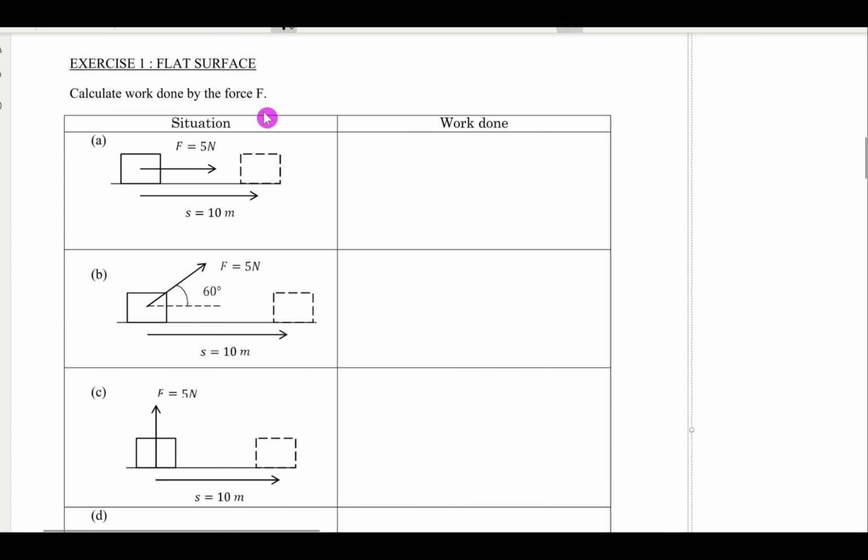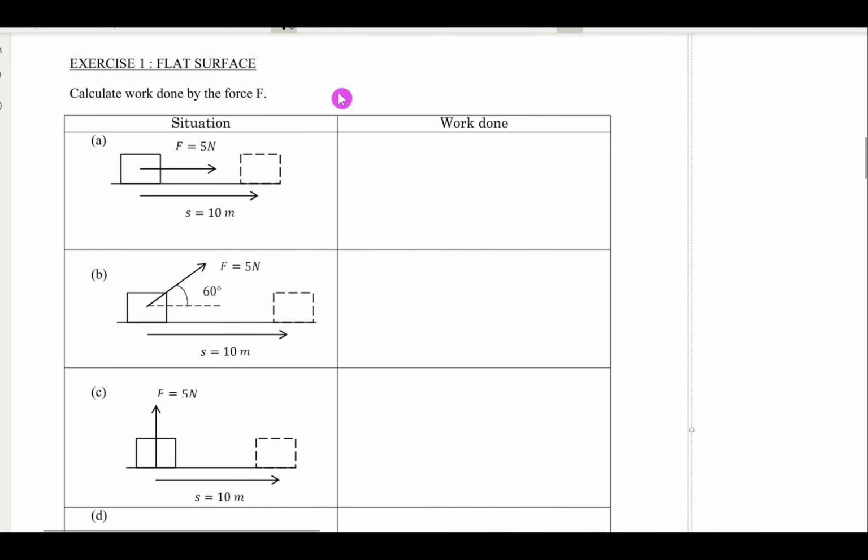Jadi saya rasa kalau flat surface ni tak ada masalah, ramai pelajar boleh buat selalunya. Okay, masalah selalu timbul bila nak buat soalan yang berkaitan dengan inclined plane. Okay, jadi untuk video kali ini kita hanya fokus kepada bagaimana untuk kita kira work done by the external force, work done by the friction, okay, ataupun kita nak kira the total work done. Alright, so now let's start with the first question.